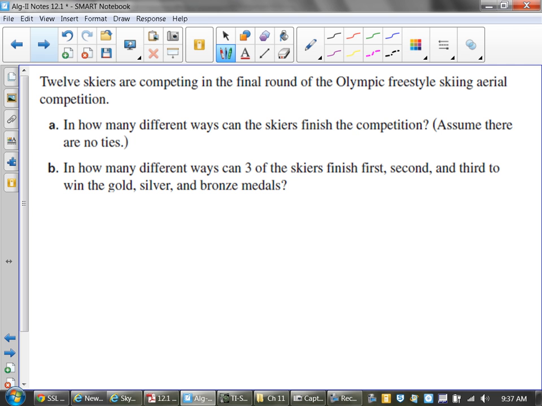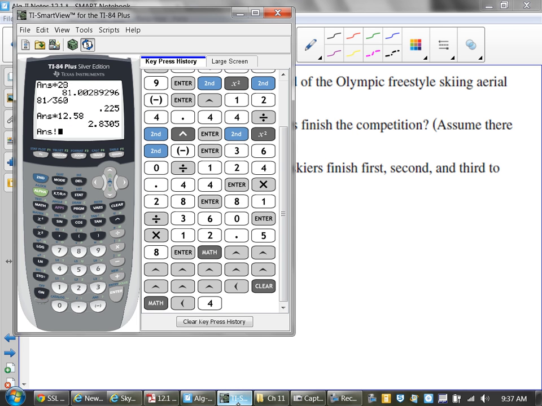Now think about this, let's mix this in a little bit differently. You have 12 skiers for freestyle skiing, aerial competition. Sounds awesome and radical. How many different ways can the 12 skiers finish, assuming there's no ties? Well, what would you press on your calculator? The 12 exclamation point. Remember, you're not yelling at the number 12. So when you put that in your calculator, you get a super big number.